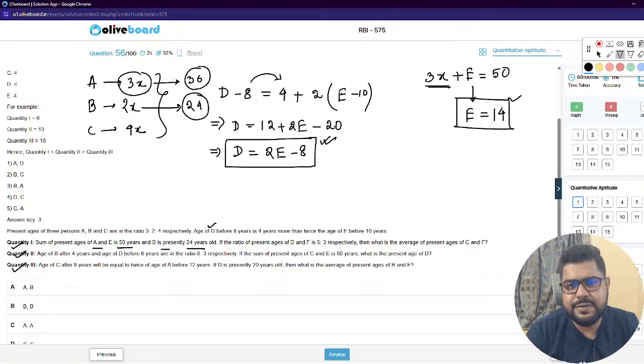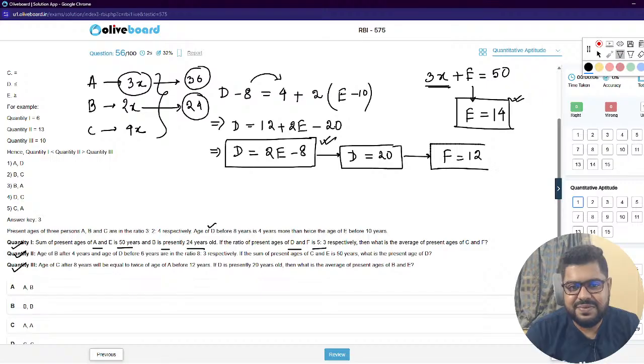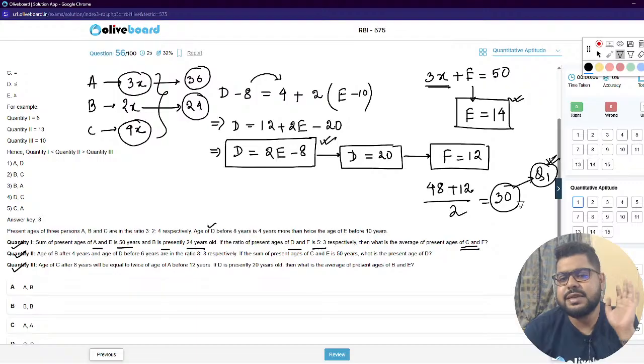50 minus 36. Now they are asking, the ratio of D and F is 5:3. First of all, E is 14, then D will be 2 into 14, that is 28, minus 8, which is 20. Now D and F ratio is 5:3. 5 parts is 20, so 3 parts, that is F, is 12. What is the average of C and F? C is 12 fours, 48, plus F 12, divided by 2, that is 60 by 2, that is 30. That is your Q1. Quantity 1 is 30.